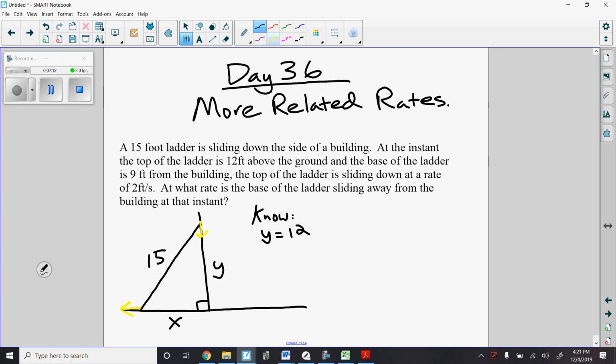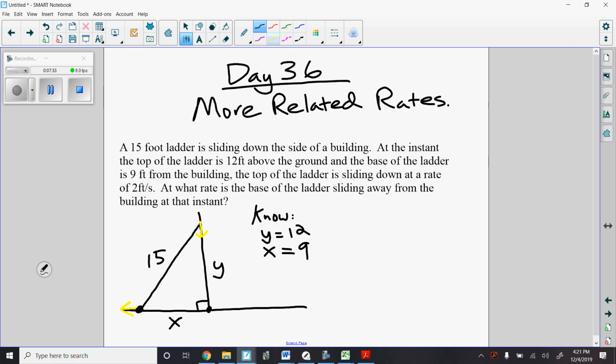And again, I could have refrained from giving you this, but we know then that the base of the ladder is 9 feet away from the building, right? Here's the base of the ladder down here. Here's the building. That distance is 9, so I'm going to say x equals 9.